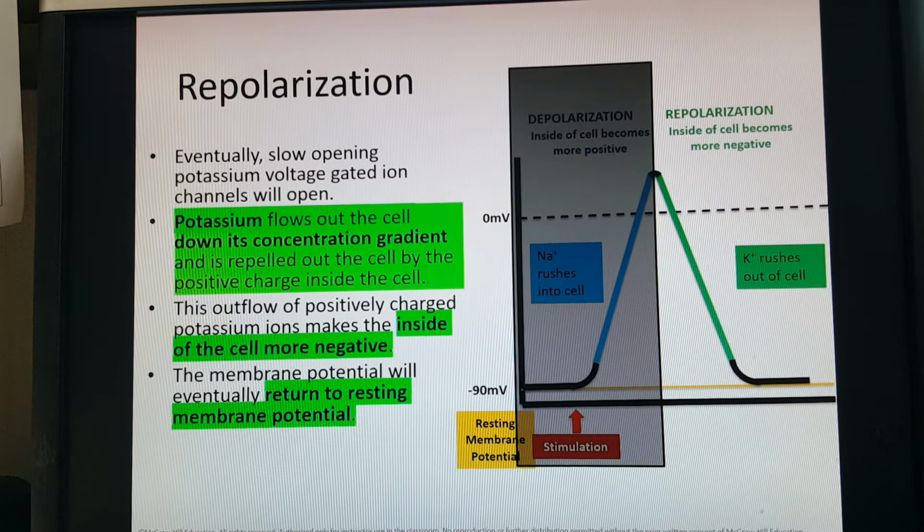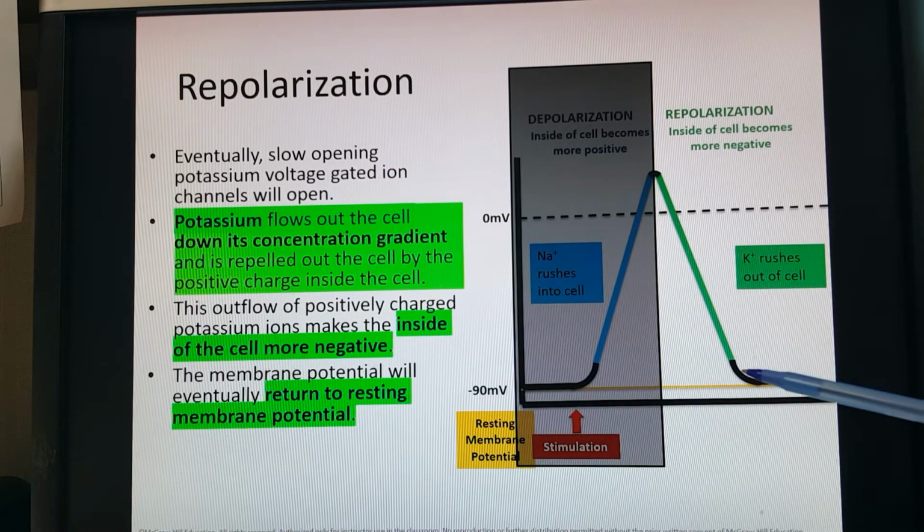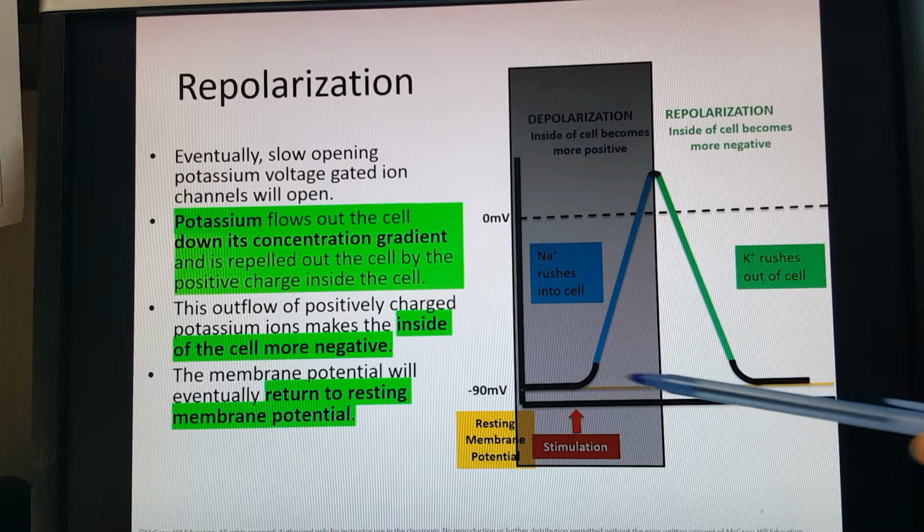So for our repolarization, this side of our action potential, potassium goes out of the cell. It makes the cell more negative because all this positive is leaving the cell. And eventually you're going to return back to your resting membrane potential. So this is your basic action potential.